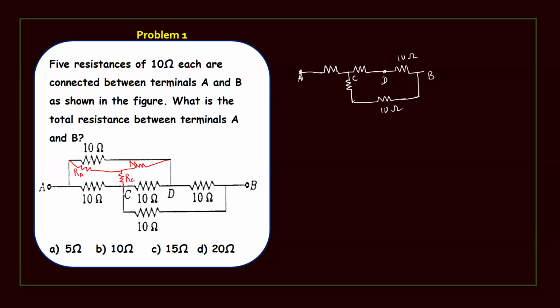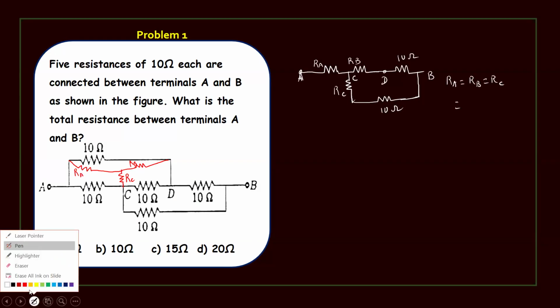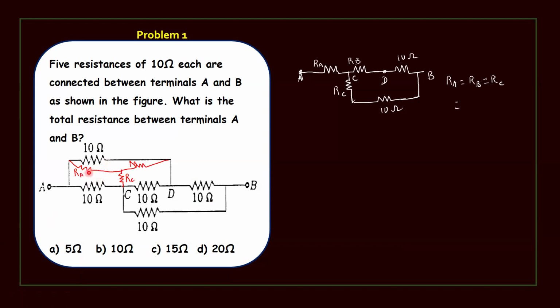Now we need to find RA, RB, RC by star delta transformation. Here all the resistances are equal in value. So RA equal to RB equal to RC. To convert delta to star, we can find like this. For example, if we want to find RA, we have to search for either side resistances: the product of either side resistances by the total sum of resistances.